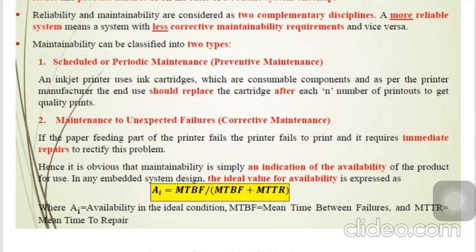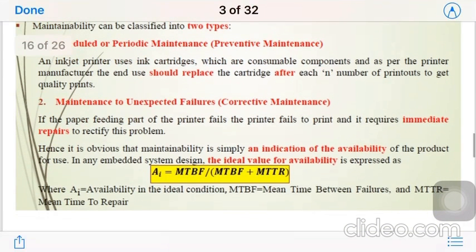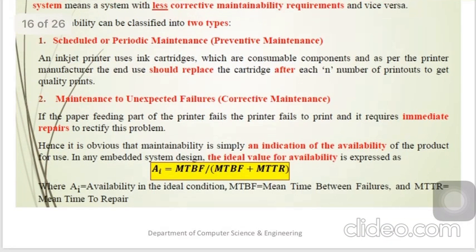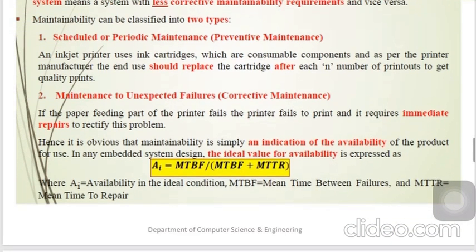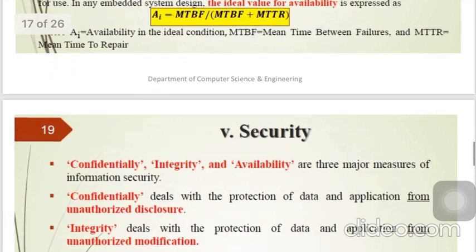In any embedded system design, the ideal value of availability is defined as: availability is equal to mean time between failures upon mean time between failures plus mean time to repair. That will give us the availability of the particular embedded system. Okay, so this is about that.